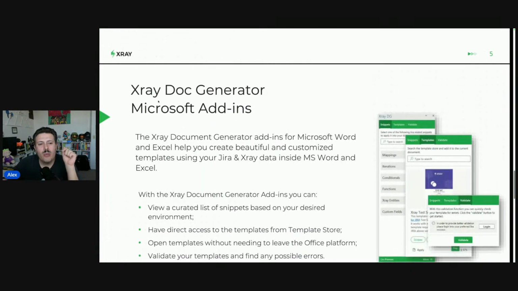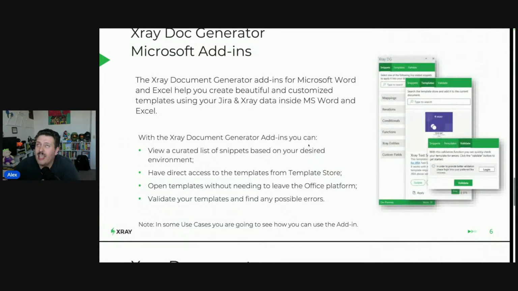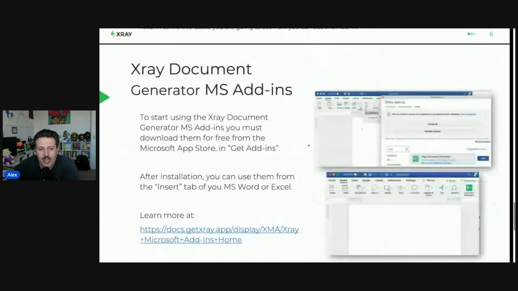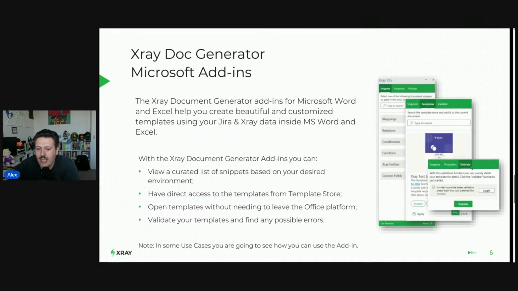There is also a Xray Doc Generator Microsoft add-in. So the Xray Document Generator add-ins for Microsoft Word and Excel help you create beautiful and customized templates using Jira and Xray inside of Microsoft Word and Excel. I did not know that this existed, and this is something I would definitely want to play around with because, like I said, it's not the easiest thing in the world to create. So we have the Microsoft one here that looks like it's for Excel, and then we have the Microsoft Word one.